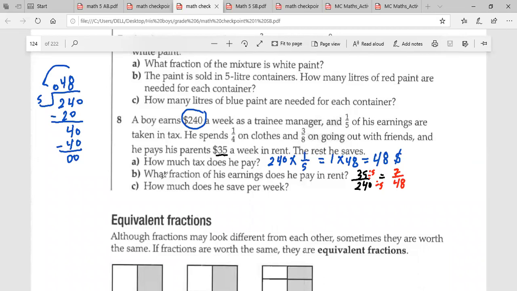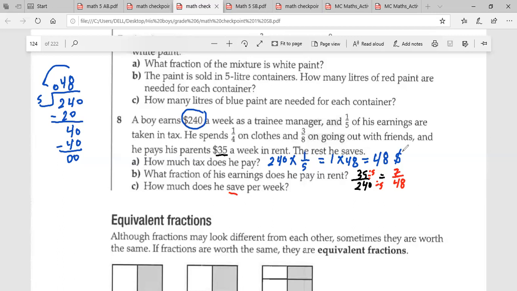Here, what fraction of earnings does he pay in rent? We know that, that was B. Now what about what he saves per week? He says the earnings taken in tax and spent, and he gives us 3 out of 8 for going out with friends, but he doesn't mention the fraction of savings. Where is the fraction of savings? I can't calculate it directly because we have 1/5, 1/4, 3/8, and 7/48, but I can't find how much he saved.